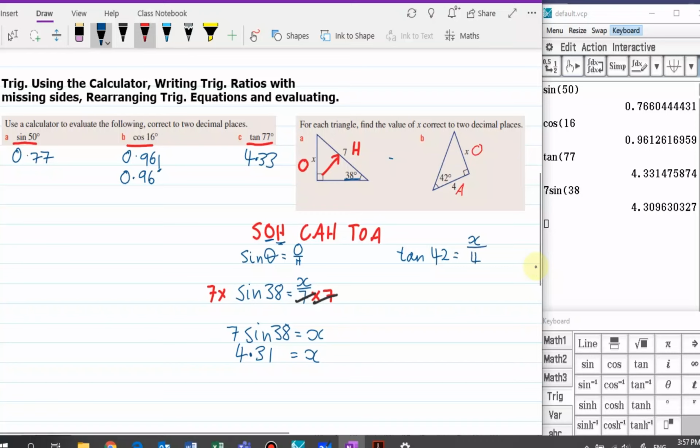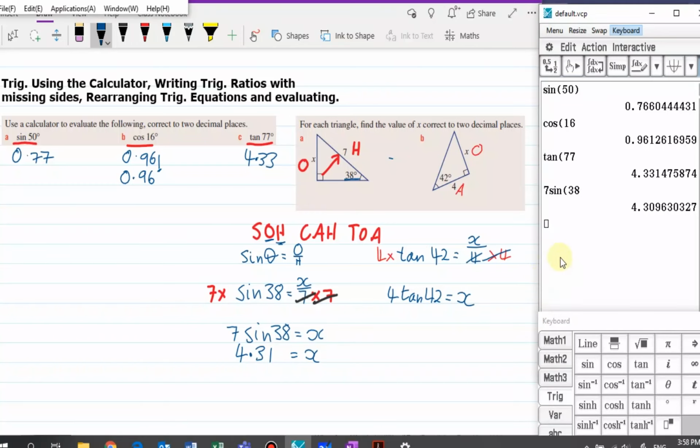Now, similar to last time, we're going to do the same thing. x is being divided by 4. To flip it over that side, jump the equal sign, we're going to times that by 4. It does the opposite over there, so they will cancel each other out. And we get 4 tan 42. You can put the multiplication in there, it doesn't matter either way. Most calculators accept it either way. 4 tan 42 is equal to x. Now we just have to evaluate that on the calculator to find out what it actually equals.